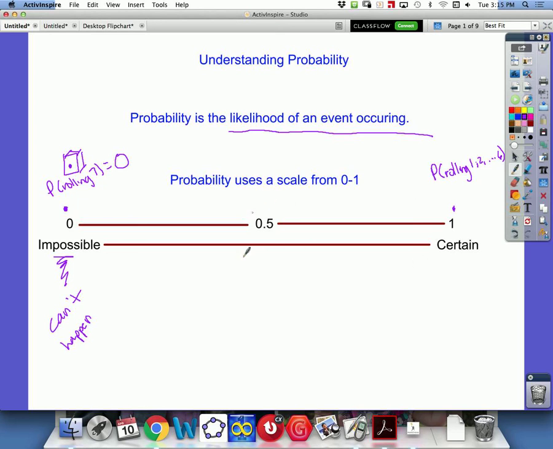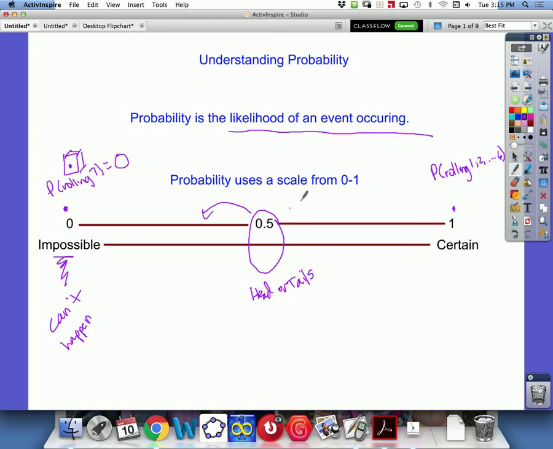A 50-50 chance is one that could happen. It's not impossible, but it's not certain. This is where we always talk about our flipping coins. When you flip a coin, you're either going to get a heads or a tails. So we know it's a 50% chance of getting a heads or a 50% chance of getting a tail.